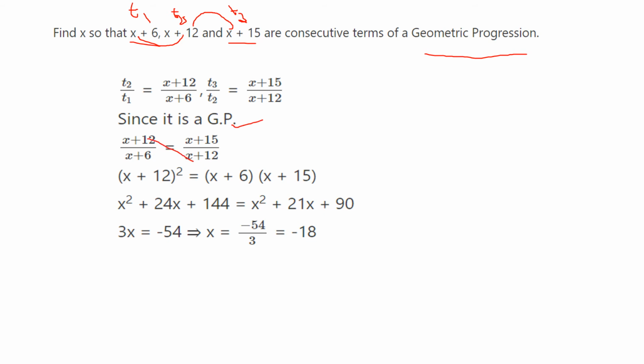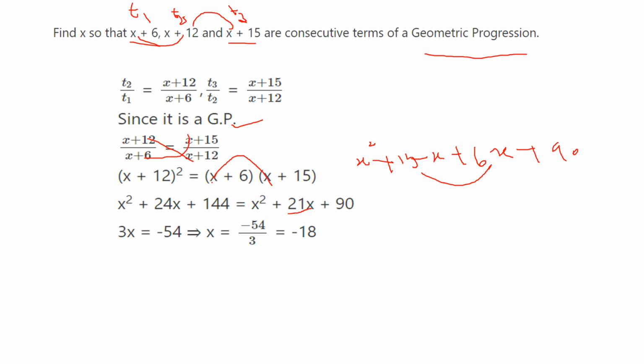x plus 12 whole squared equal to x plus 6 into x plus 15. So this is nothing but a plus b whole squared, that is a squared plus 2ab, so x squared plus 2 into x into 12 means 24x, plus b squared means 144. x plus 6 into x plus 15, how will you multiply? x squared, plus 15x plus 6x plus 90. So 15x plus 6x, that is 21x plus 90.